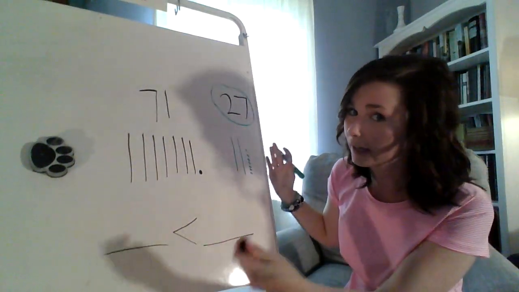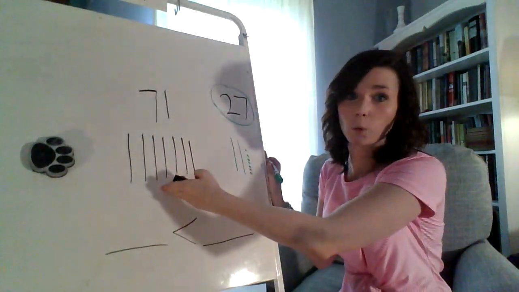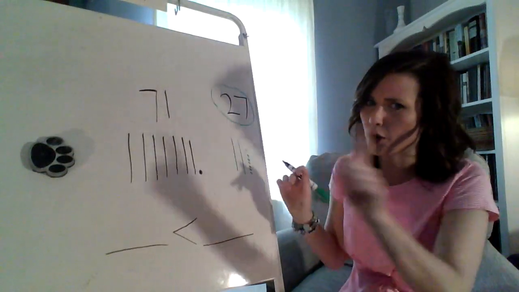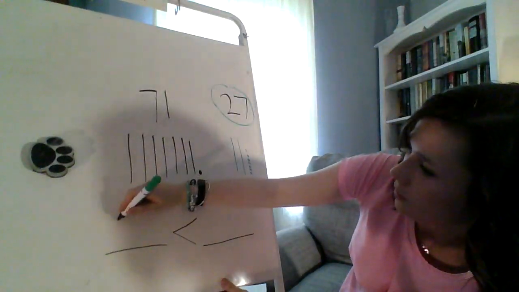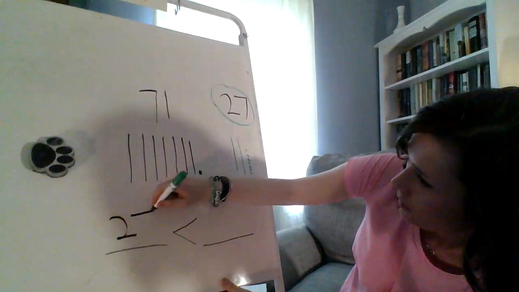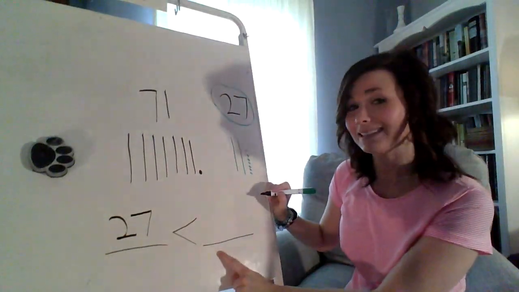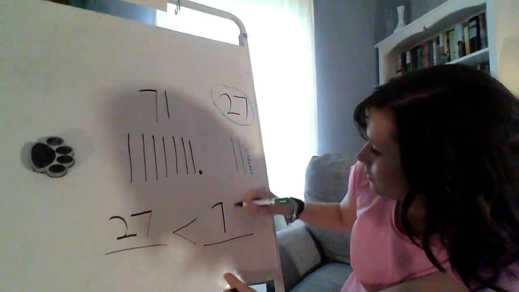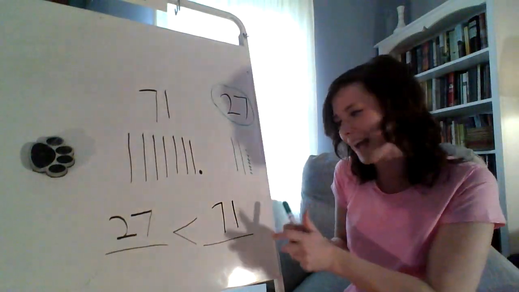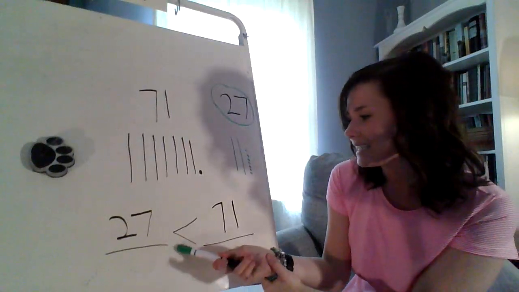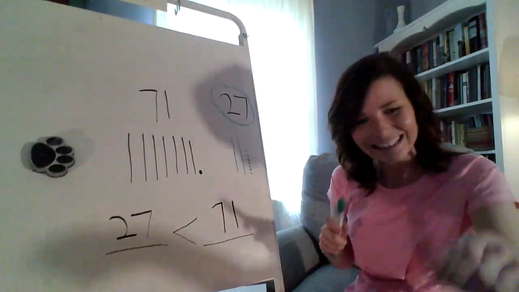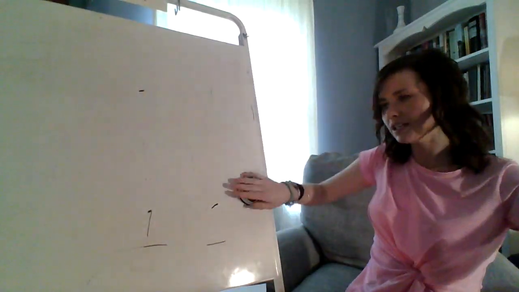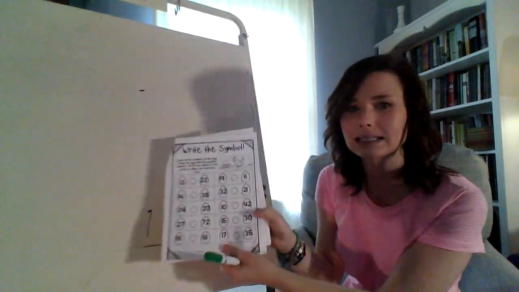Which number we said is bigger? 71. Look at our picture. Wow. 27, smaller. So does Chompy want to eat 27? No. So 27 will go on this side. Right? And 71, oh yeah, Chompy wants to eat 71. All right, let's read it back. 27 is less than 71. Nice job. All right, we've explained those two pages. Flip to this next page.